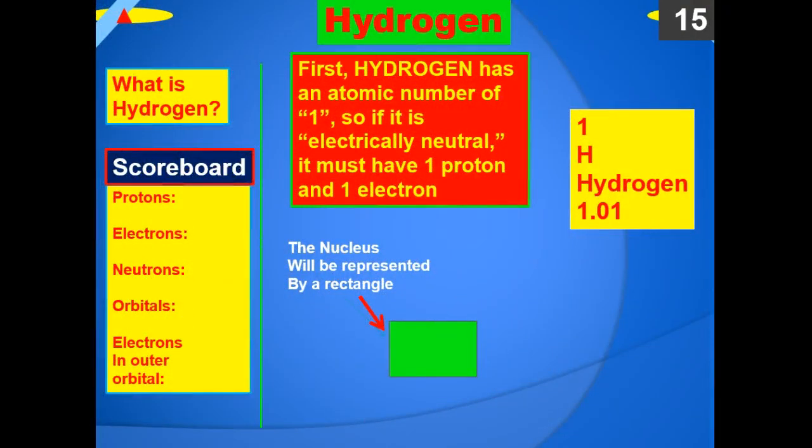Okay, in our next lesson, at this point we're going to stop. In our next lesson, we're going to learn how to diagram an atom based on its position in the periodic table, its atomic number, and its atomic mass. And we'll take that up in class tomorrow.